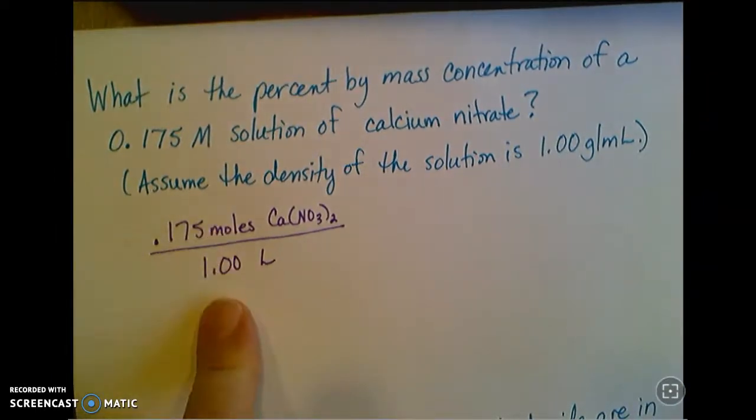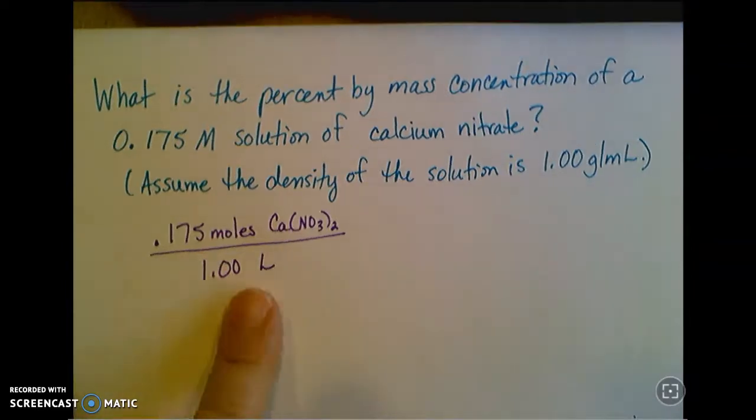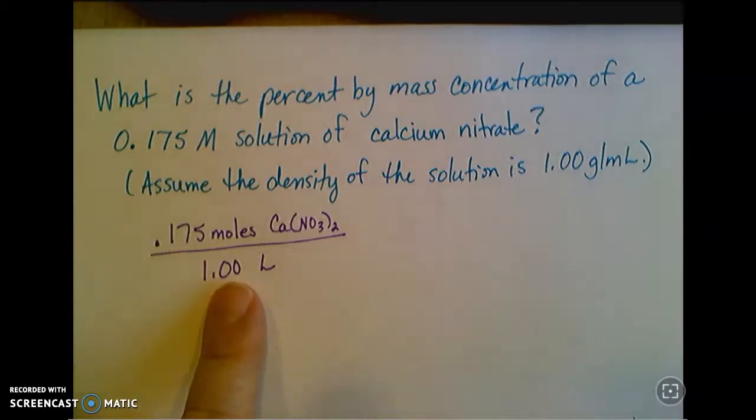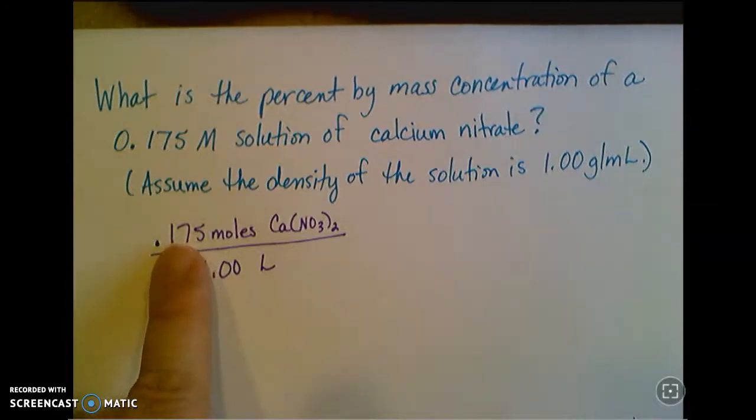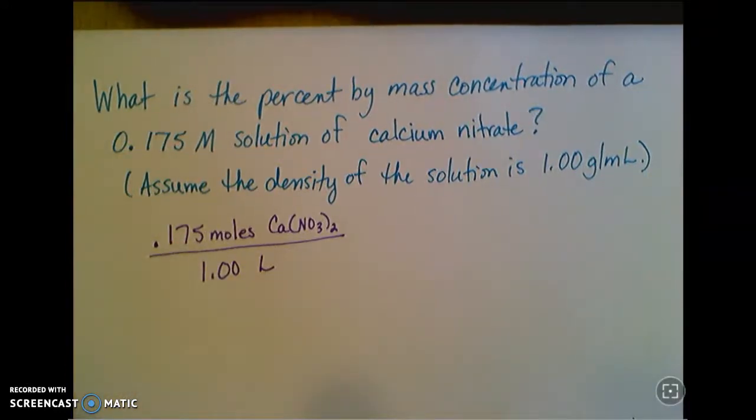So I'm going to assume here, and you can assume anything you want to for this volume, but just to make my life a little easier, I'm going to assume I'm working with 1 liter of solution. And if I'm working with 1 liter of solution, I know I've got 0.175 moles of calcium nitrate. If you want to assume half of a liter of solution, then assume half that number of moles of calcium nitrate. If you want to assume you've got 2 liters of solution, then double your amount of calcium nitrate. But why bother? Let's just use this.